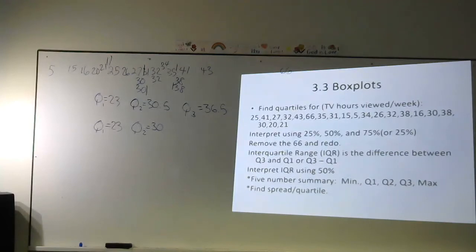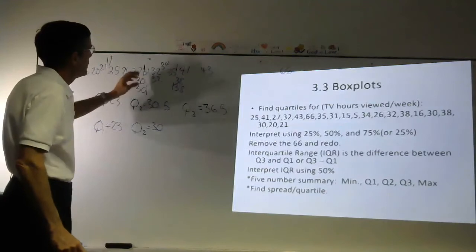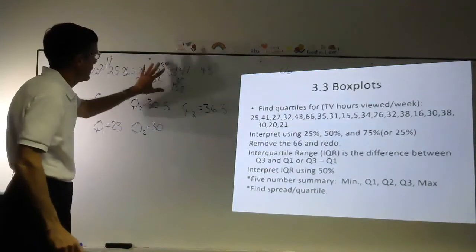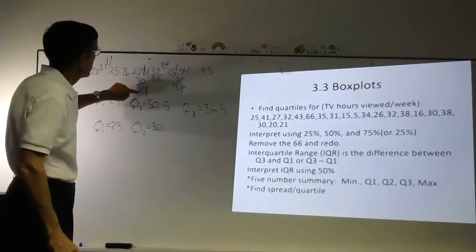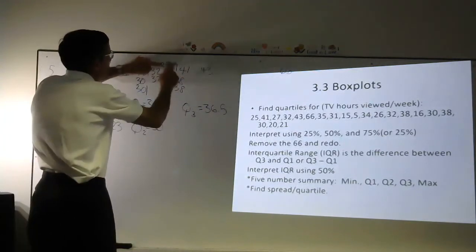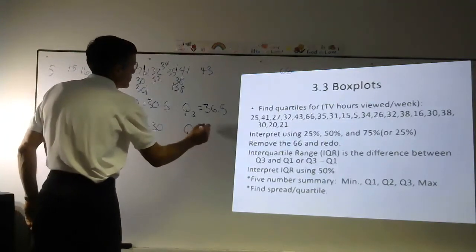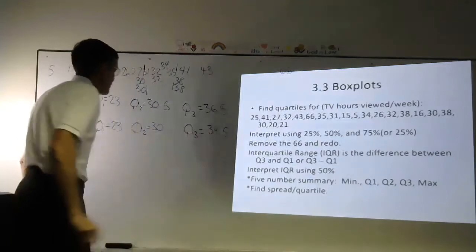All right, so let's finish this. Here's the 30 right here, which is an item of data, so you include it with these 9. That makes a total of 10. I go 1, 2, 3, 4, 5, and 1, 2, 3, 4, 5. I'm in between 34 and 35, so Q3 is 34.5. Okay?